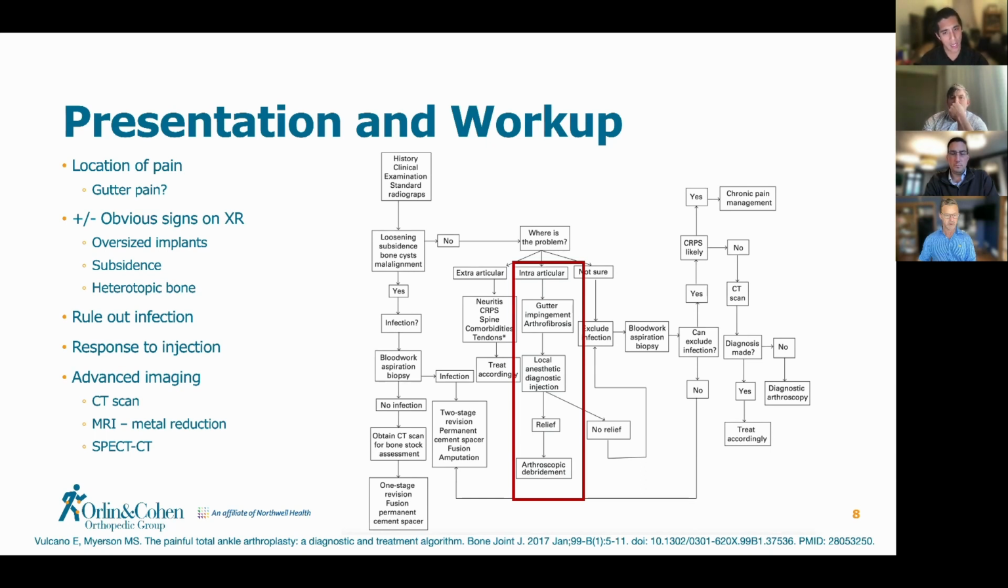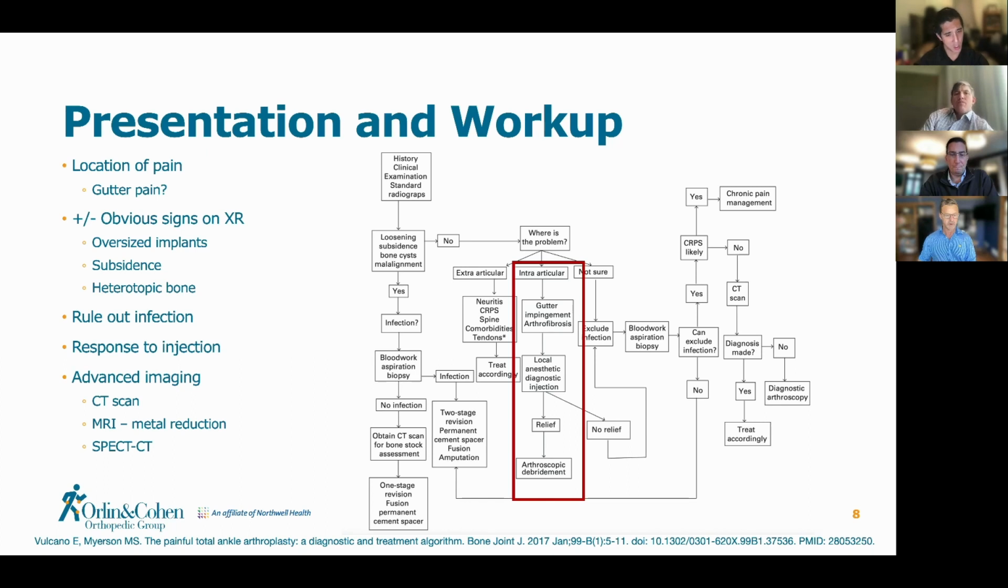And then once you have an idea or suspicion of what's going on, an injection of local anesthetic can be quite useful. If you inject into the joint, on ultrasound or without, and they get a good response, then one can fairly assume that this is indeed what's going on. And lastly, advanced imaging can be helpful.